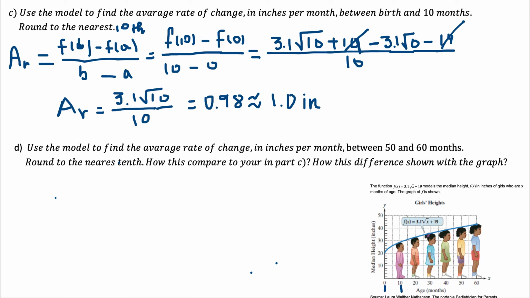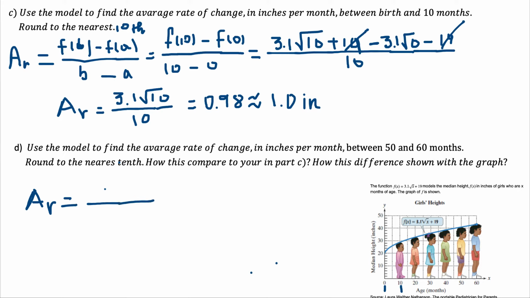So now in part D, use the model to find the average rate of change in inches per month between 50 and 60 months. Round to the nearest tenth. How does this compare to your answer in part C? How is this difference shown with the graph? And now let's find the average rate. Now here they're asking us between 50 and 60 months.